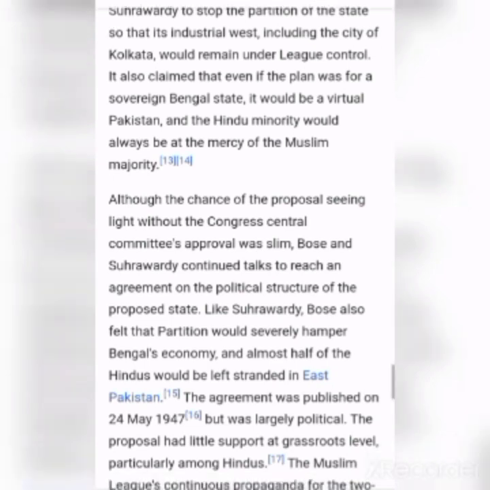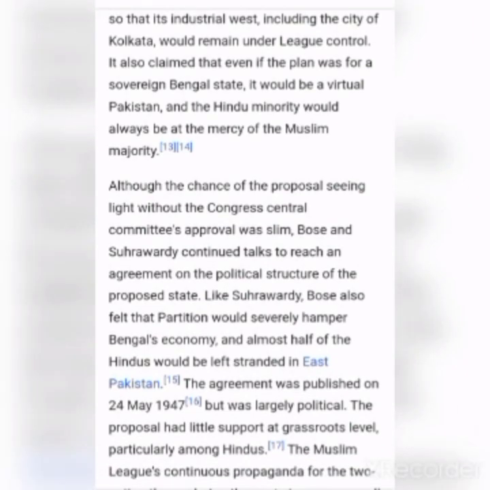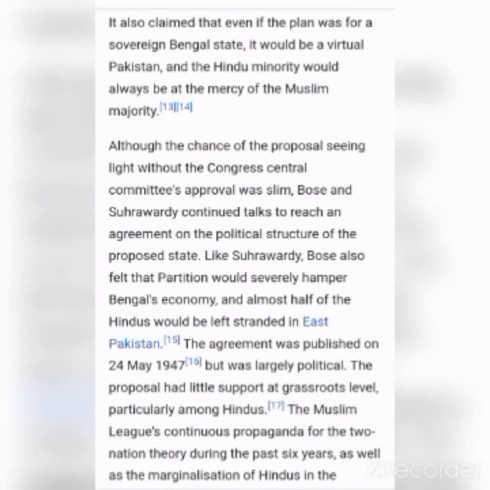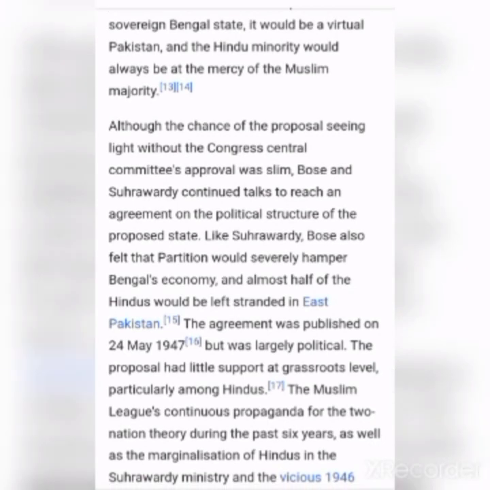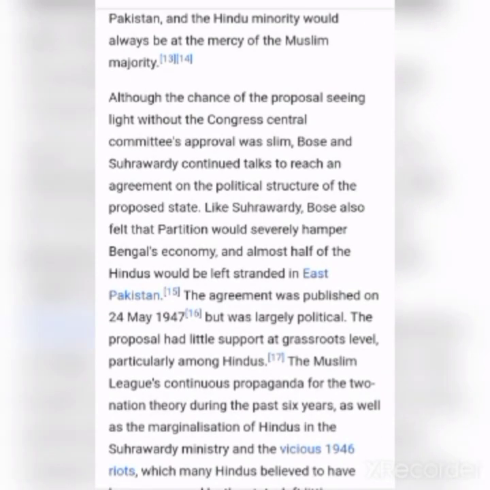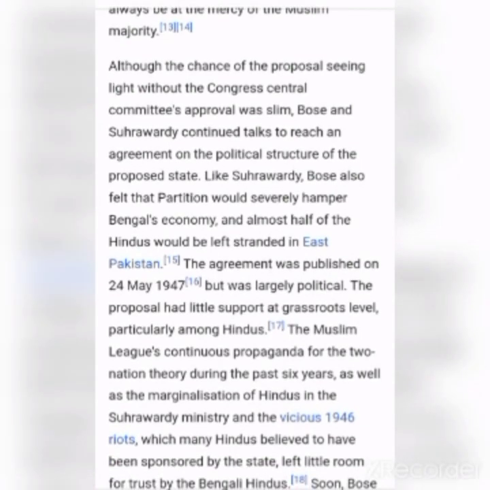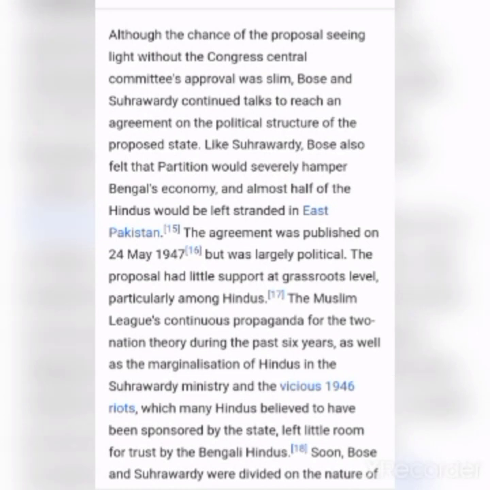Although the chance of the proposal seeing light without the Congress Central Committee's approval was slim, Bose and Suhrawardy continued talks to reach an agreement on the political structure of the proposed state. Like Suhrawardy, Bose also felt that partition would severely hamper Bengal's economy, and almost half of the Hindus would be left stranded in East Pakistan. The agreement was published on 24 May 1947 but was largely political.